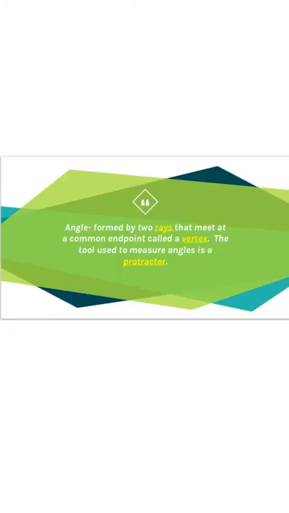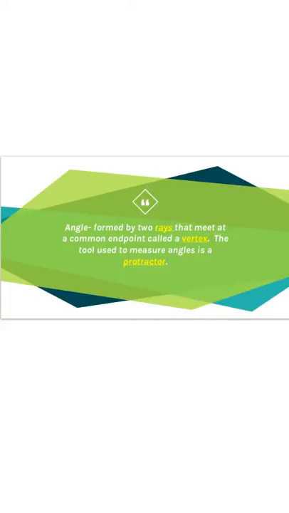Types of angles notes. Definition. An angle is formed by two rays that meet at a common endpoint called a vertex. The tool used to measure angles is a protractor.